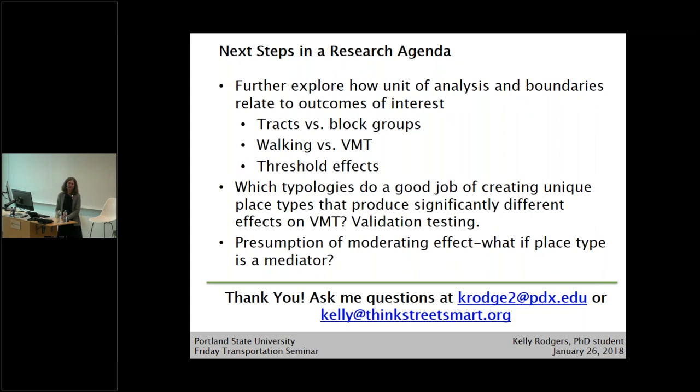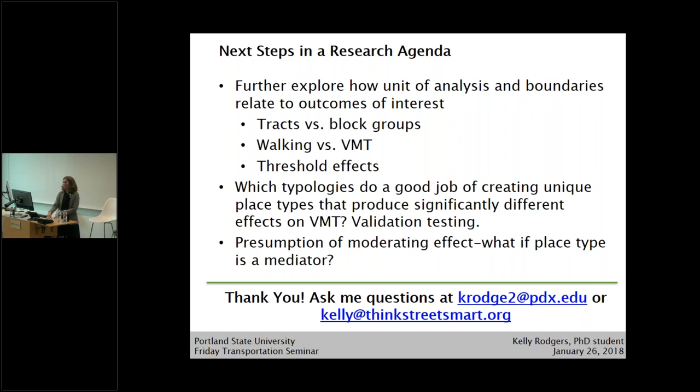And then I did a little bit of work on this for a class paper, actually, on whether or not place type has a mediating or moderating effect in terms of VMT. I looked at an adapted ODOT typology. The presumption is that it has a moderating effect, that the built environment variables are the primary determinants, but place type modifies how that plays out on the ground. A mediating effect would be, you think it's the built environment variables that are predicting travel behavior, but it's actually place type that's the better predictor.